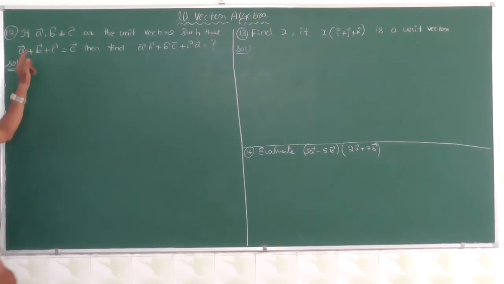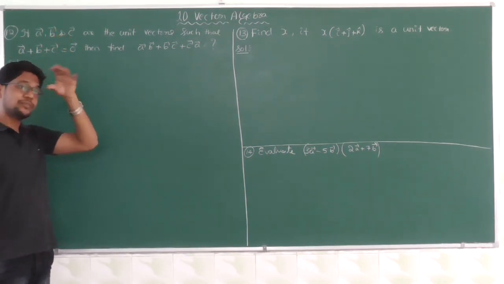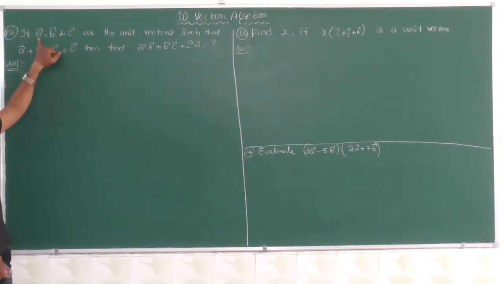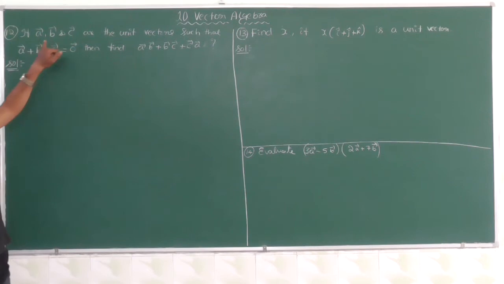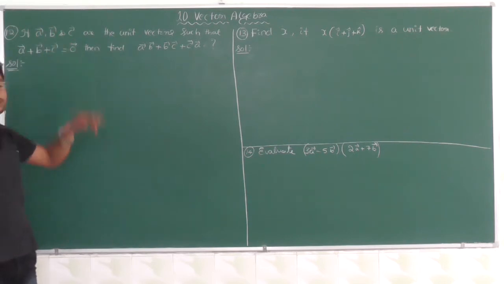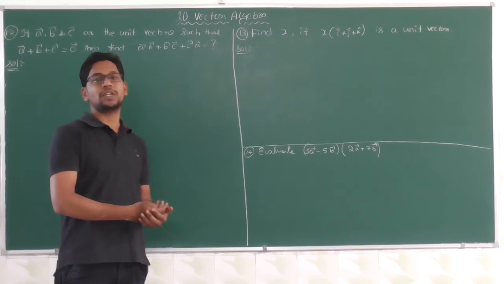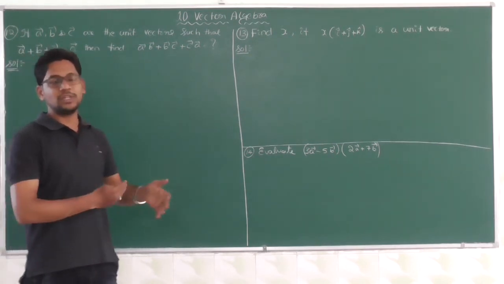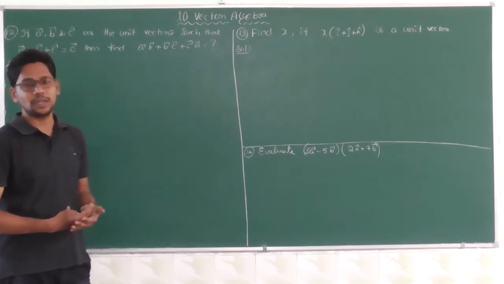12th problem. If A vector, B vector, and C vector. We have to pronounce this as A vector, B vector, and C vector. Every time I can't say A vector, B vector, C vector. At that time, I will simply say A, B, C like that.